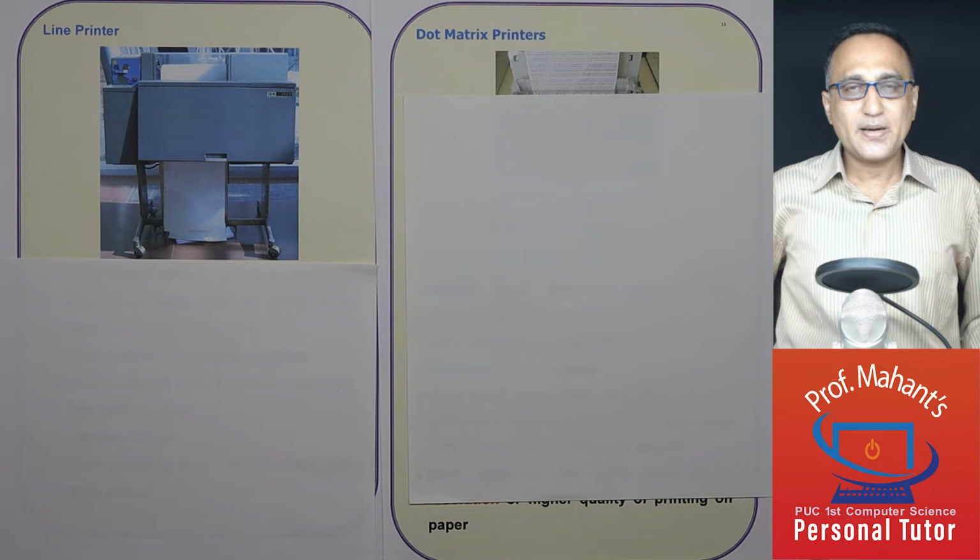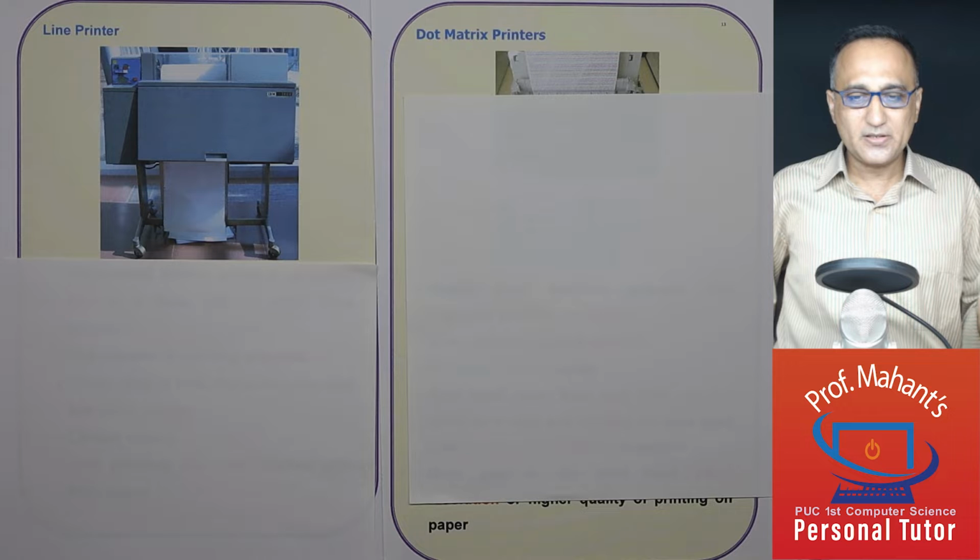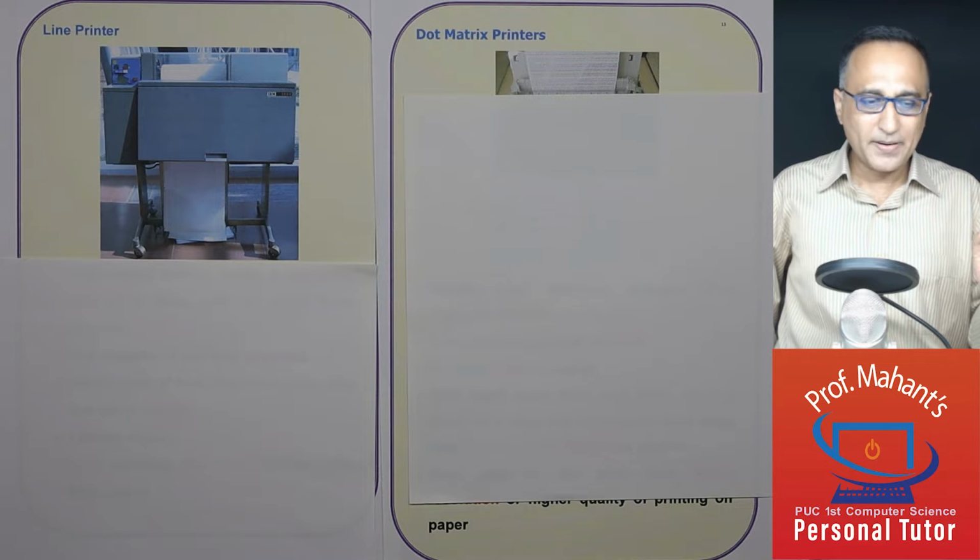In this session, I'm going to talk about three types of impact printers: the line printer, dot matrix printer, and the thermal printer. Excuse me if I have in the previous video classified thermal printer as a non-impact printer. It is an impact printer.